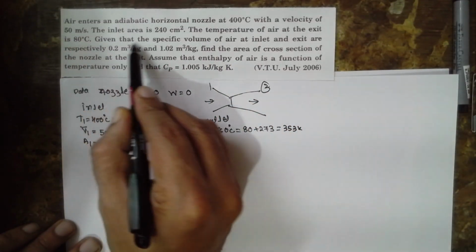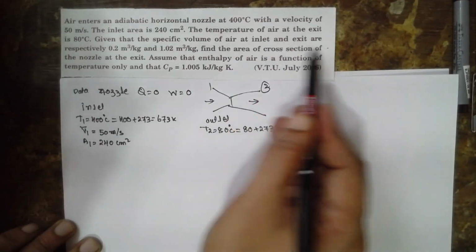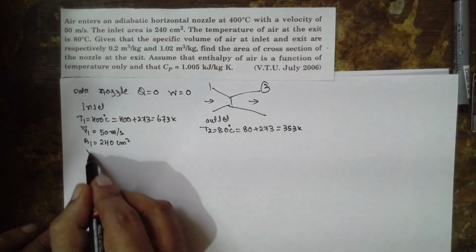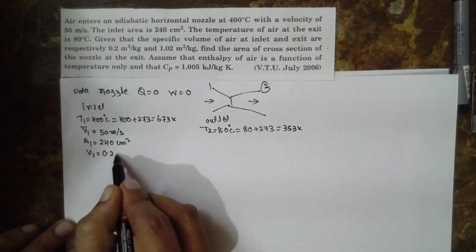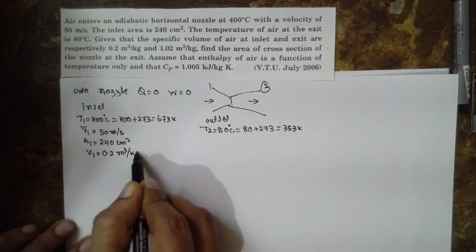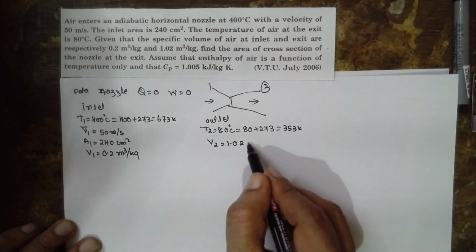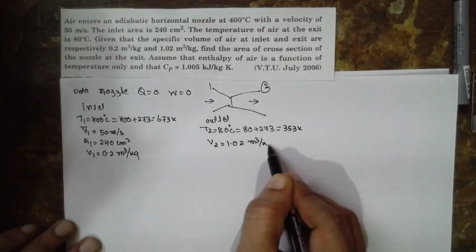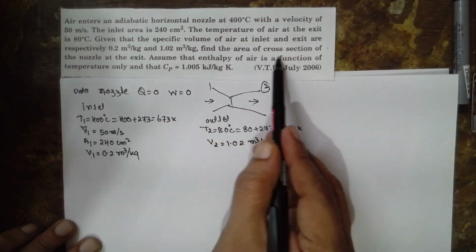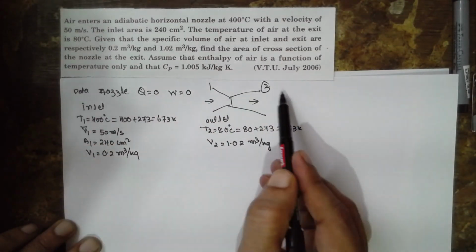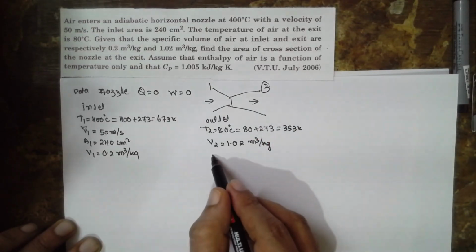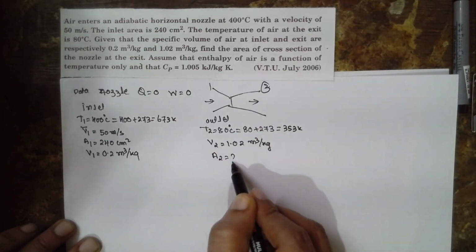And given that the specific volume at the inlet and exit are given: V1 is equal to 0.2 meter cube per kg, and V2 is equal to 1.02 meter cube per kg. Volumes they have mentioned. Find the area of the cross section at the nozzle exit. We have to find out the cross section at the nozzle exit, that is A2.